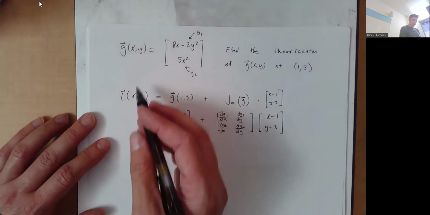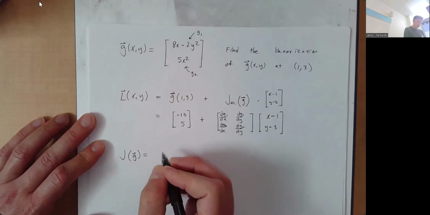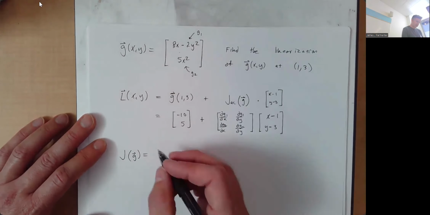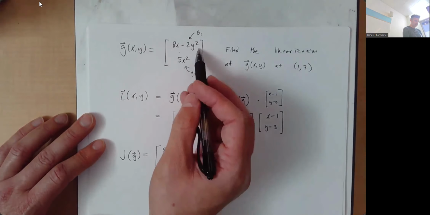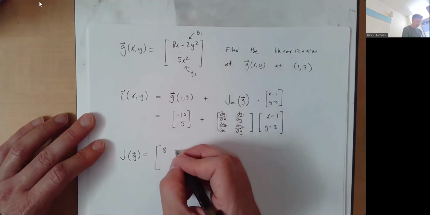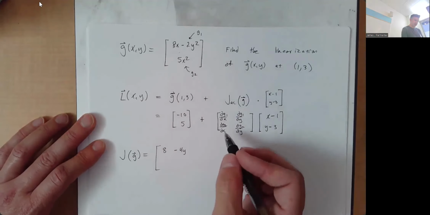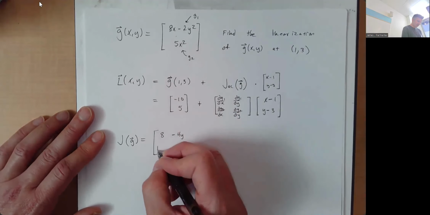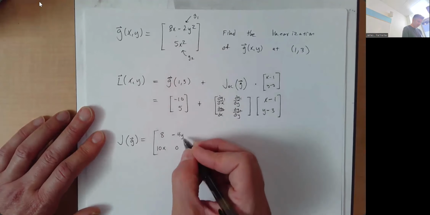So in this particular problem, if I want to find the Jacobian of this function g, it's going to be the partial derivative of the first piece with respect to x. So that's going to be 8. Partial derivative of the first piece with respect to y, that's going to be negative 4y. And I have my notation a little wonky, I'll fix it. The partial derivative of the second piece with respect to x, so 10x. Partial derivative of the second piece with respect to y, which is going to be 0.